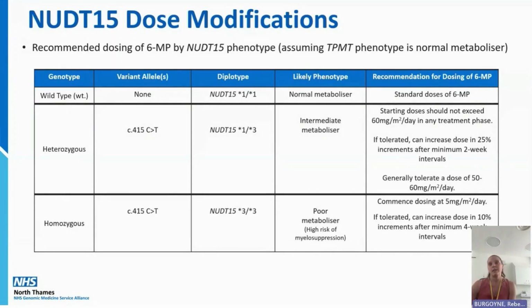And as with the TPMT intermediate metabolizers, the doses can be increased in 25% increments after a minimum of 2 weeks of treatment, and they will generally tolerate a dose between 50 and 60 milligram per meter squared per day. And then we've got your homozygous patients. So these are your patients who carry two loss of function star 3 variant alleles. These are your poor metabolizer patients, and again, your ones at high risk of myelosuppression. So as before, we would start the dosing at 5 milligram per meter squared per day, and if tolerated, can increase in 10% increments after a minimum of 4 weeks of treatment.